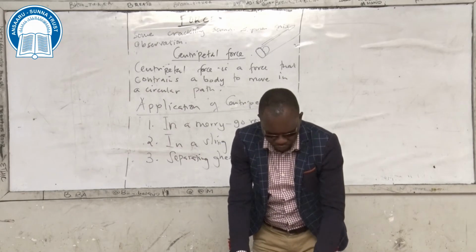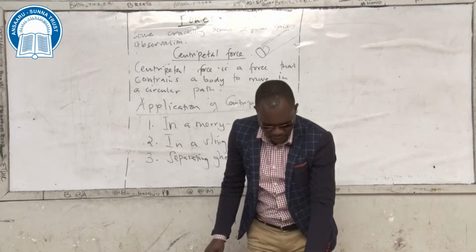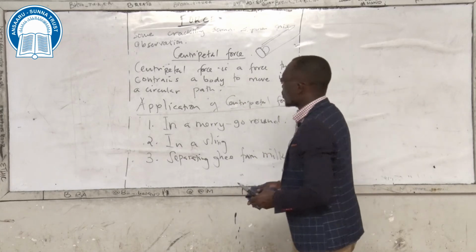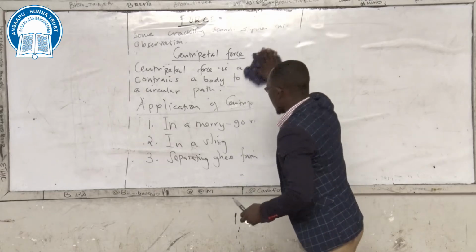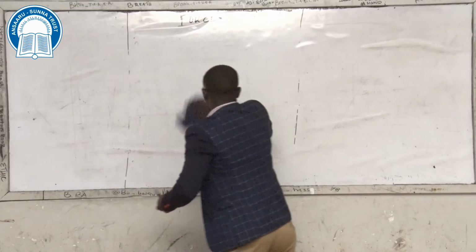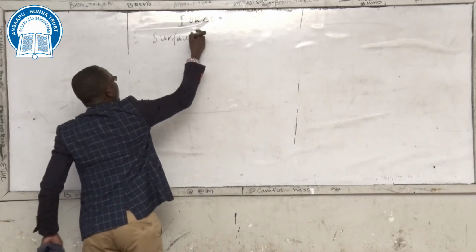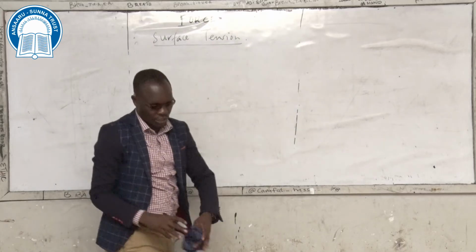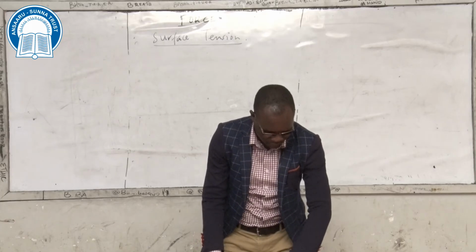Now that brings us to the end of centripetal force. Let's move to another type of force. This is our last type of force we are going to look at. And the force is called surface tension. Which type of force is surface tension?